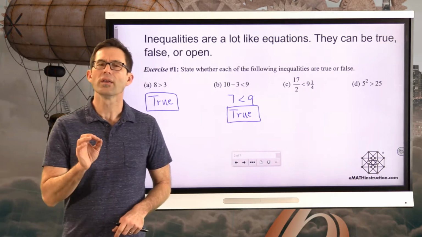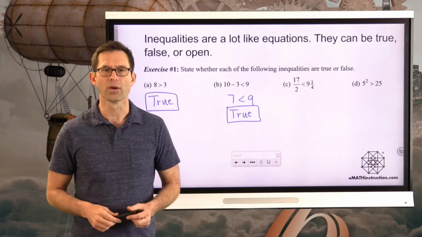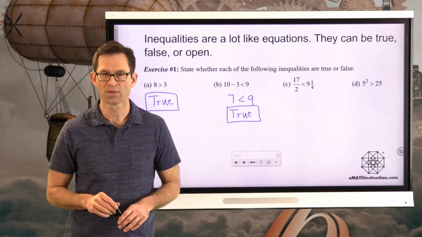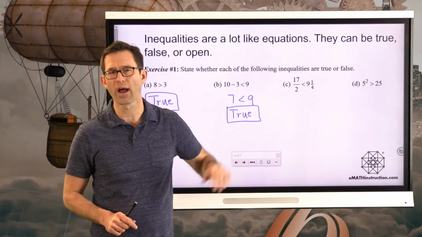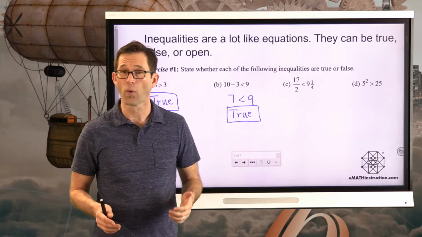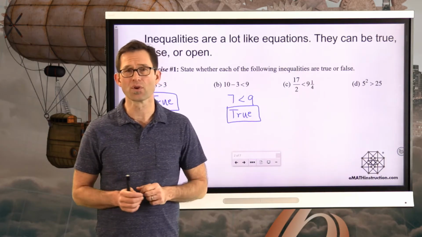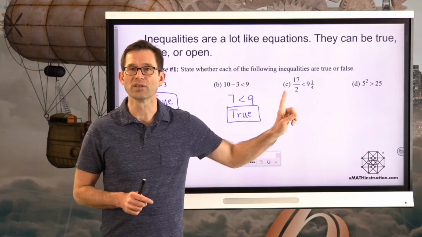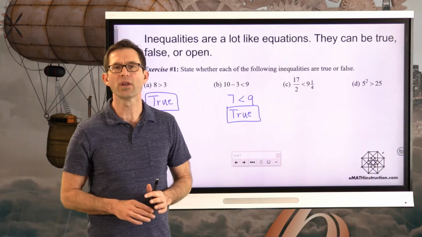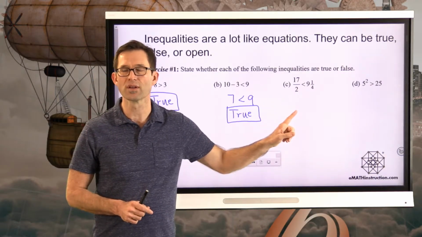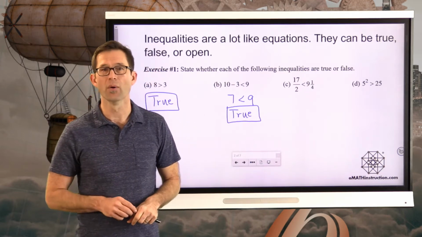Letter C, is 17 halves less than 9 1/4? Now that's a little bit trickier. How would we go about comparing those? Well, there's a couple different ways. We could convert the 9 1/4 to an improper fraction, with denominators of fourths, and then change the other one to have denominators of fourths, and then compare how many fourths are on both sides. I kind of like the idea of converting 17 halves into a mixed number. So pause the video right now, convert 17 halves into a mixed number, rewrite the inequality like that, and then judge whether it's true or false. Take a moment for this.